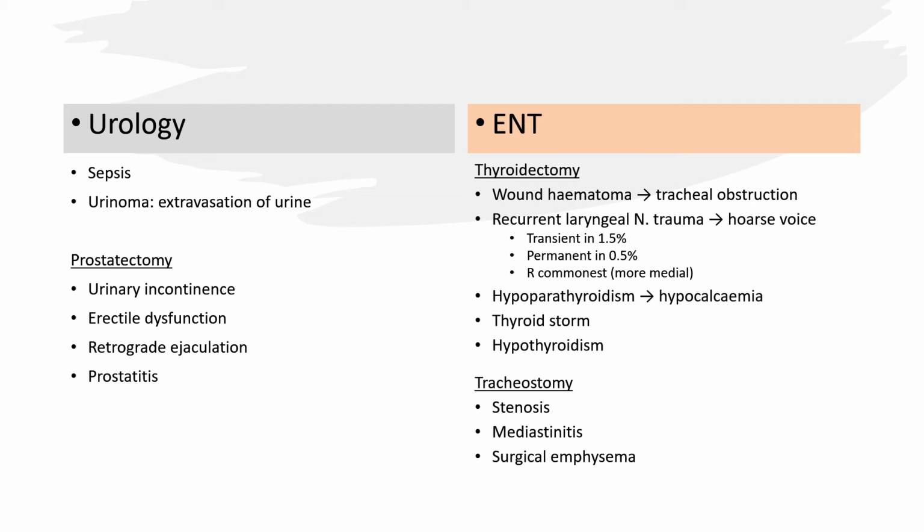ENT, not much going on there, but with ENT surgery, they're working around the neck, so you want to be careful of the structures around the neck. If you have a hematoma, that might cause pressure and obstruct the trachea itself. And because there's a lot of nerves going through, the most common nerve that tends to be injured is the recurrent laryngeal nerve. In most cases, these patients present with a hoarse voice. Sometimes it's transient, sometimes it's permanent, and in most cases, it's the right side, just because it's closer to the operating site.